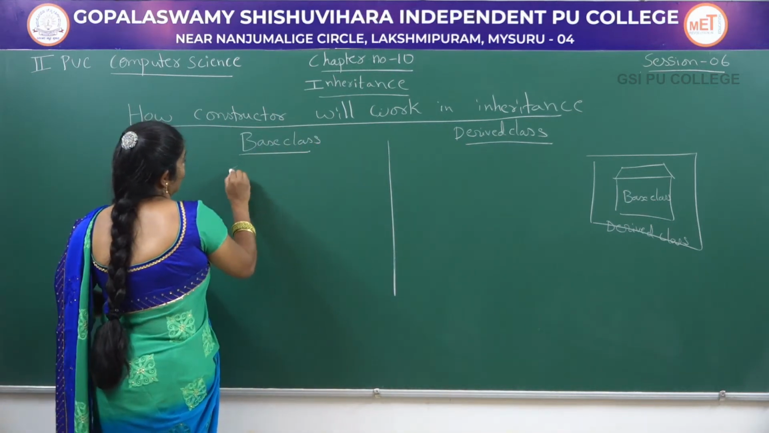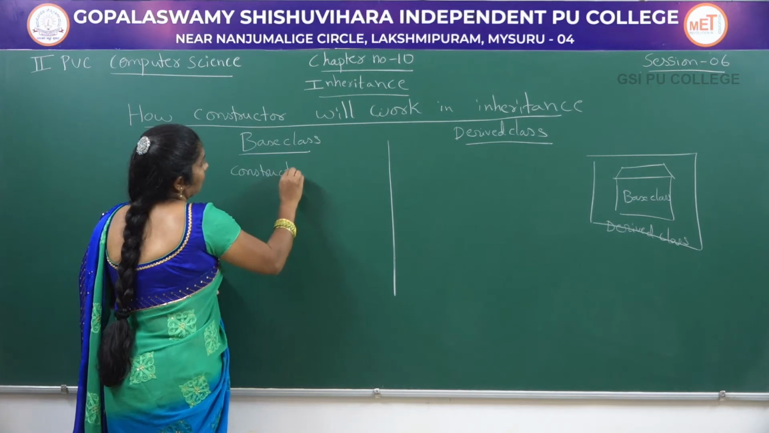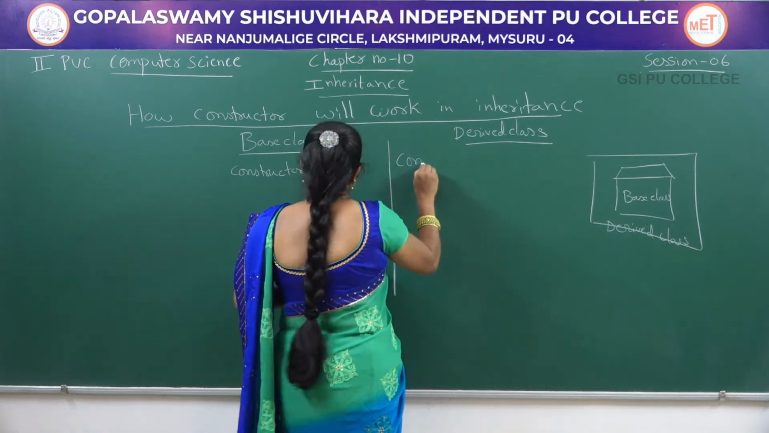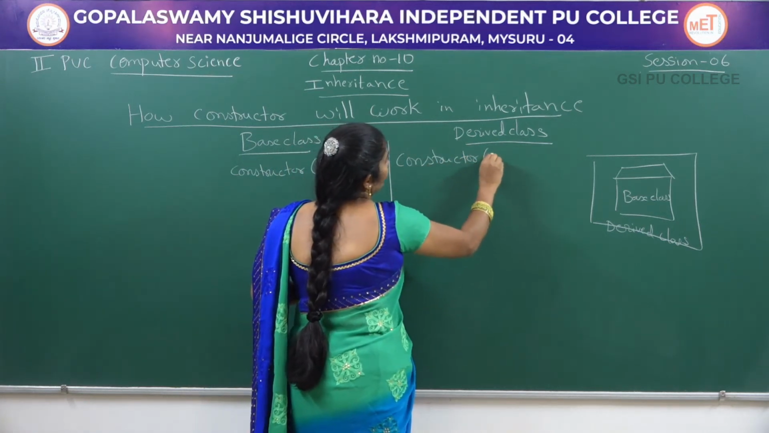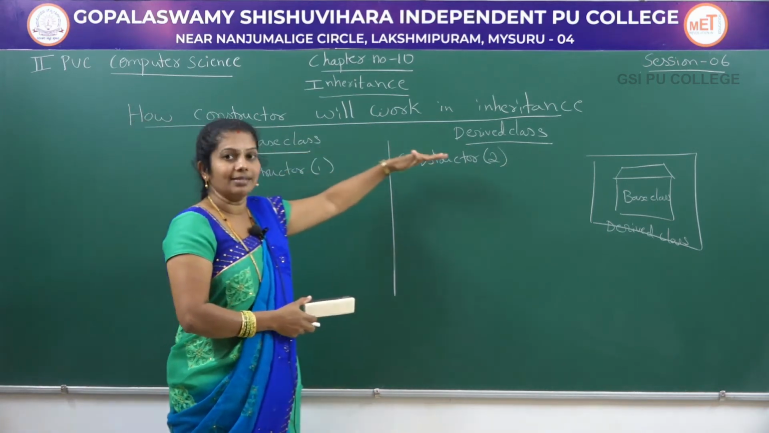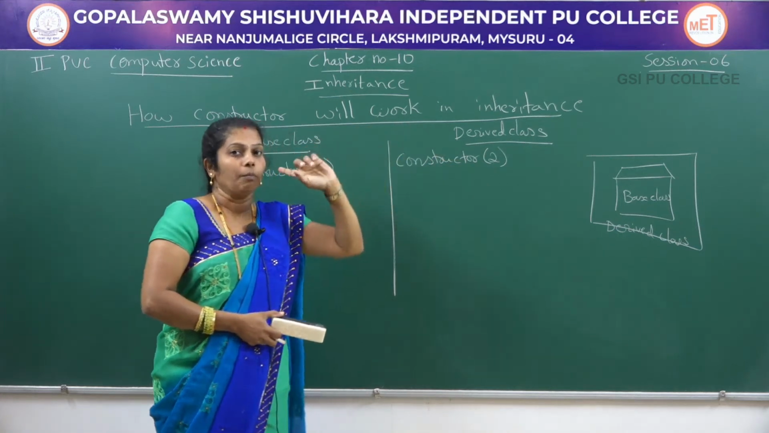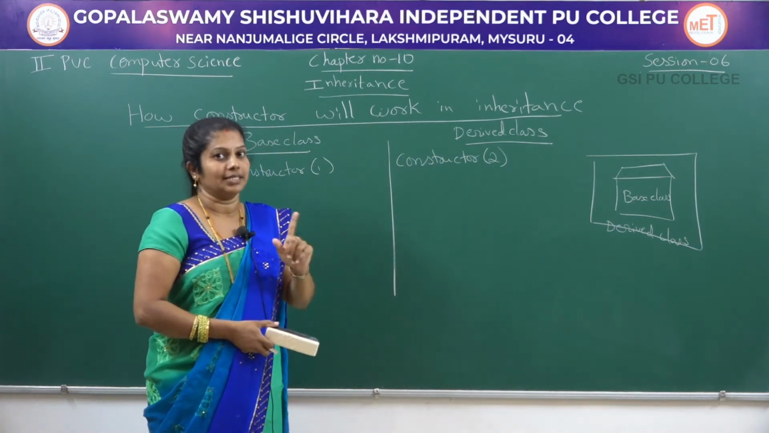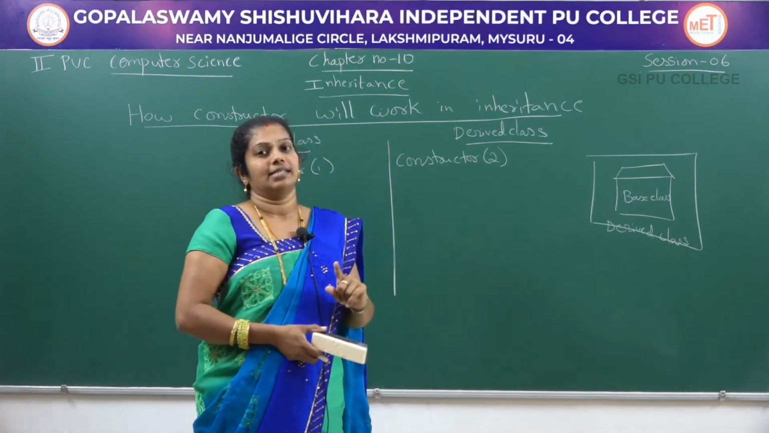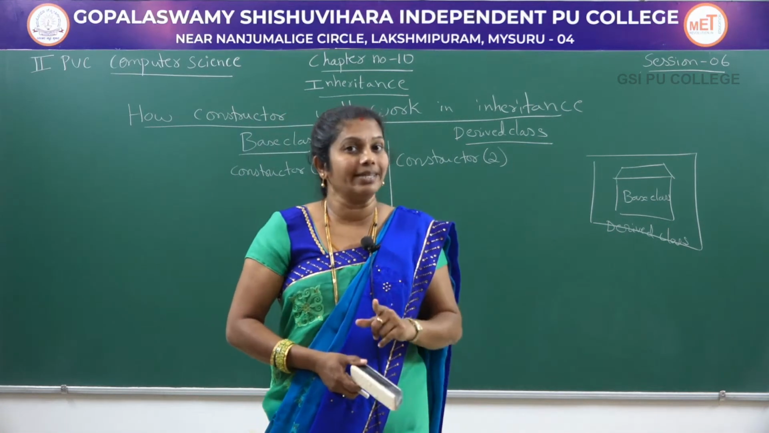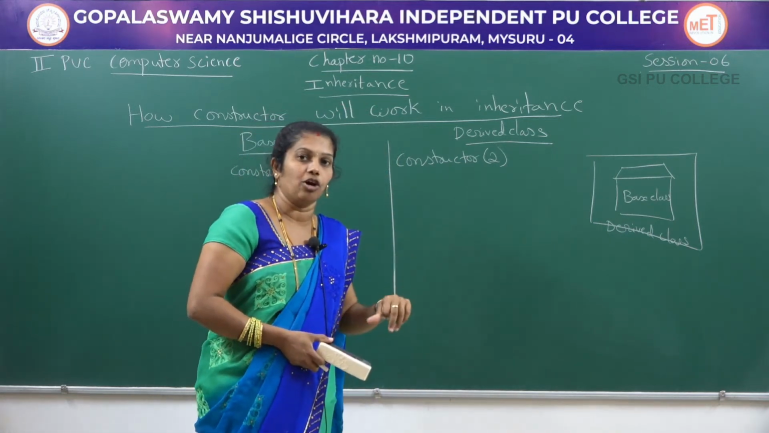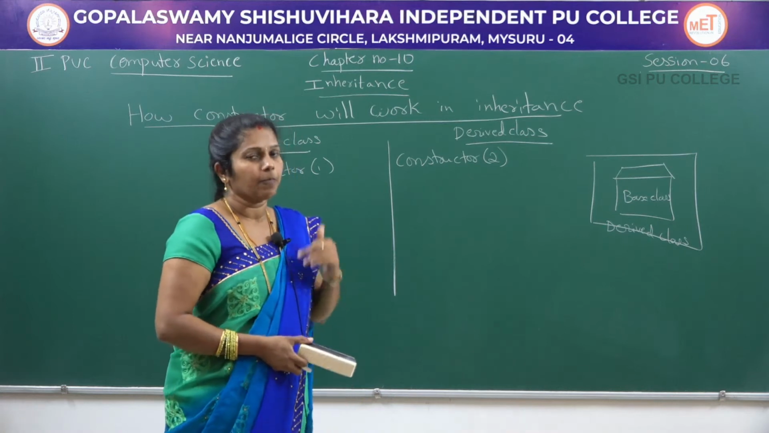First base class constructor it will going to execute, then later on derived class constructor it will going to execute. If you have constructors both in base as well as in derived class, base ಮತ್ತೆ derived class ಎರಡರಲ್ಲೂ ಕೂಡ constructor ಇದ್ದರೆ ಫಸ್ಟ್ ಬೇಸ್ ಕ್ಲಾಸ್ ಕನ್ಸ್ಟ್ರಕ್ಟರ್ ಎಕ್ಸಿಕ್ಯೂಟ್ ಆಗುತ್ತೆ, then later on derived class constructor it will going to execute. But when it comes to destructors, then it is reverse wise. First the derived class destructor it will going to execute, later on the base class destructor it will going to execute.